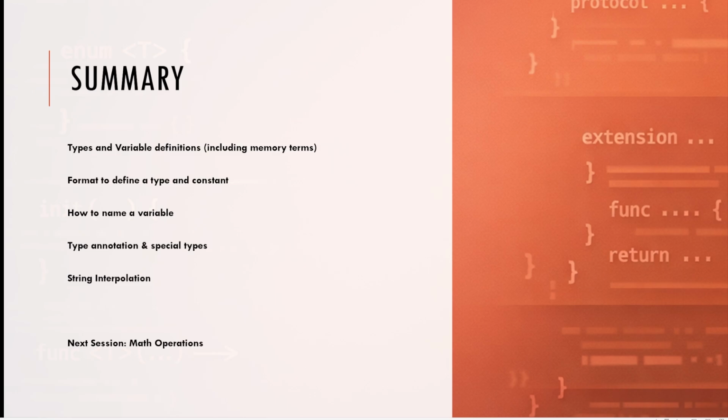And then we talked about string interpolation. This is where you can turn any variable into a string, and that's with a \( variable name ) closing paren. That's it. Again, Swift is pretty straightforward when it comes to types and variables.